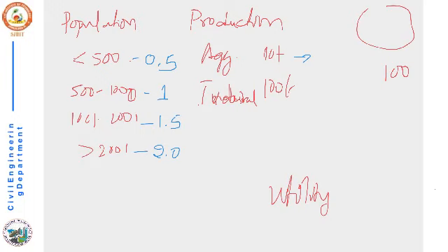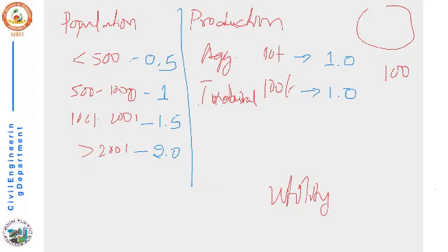Similarly, for agricultural productivity, for 10 tons of agricultural productivity I'll assign the utility value as 1, and for 100 tons of industrial productivity we'll assign the utility value as 1. If agricultural productivity is less than 10 tons, the utility value will reduce. So like this, we have to first categorize the productivity and population into the various ranges, and for every range the utility value has to be given.